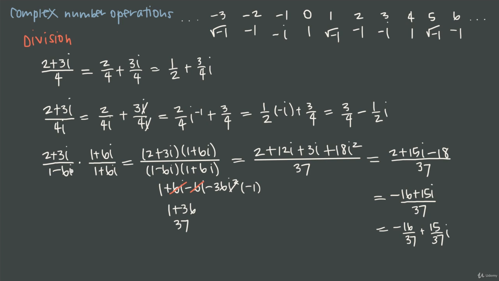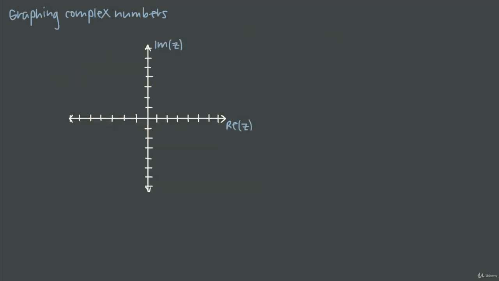You might not think so at first, but we can actually graph complex numbers in a really straightforward way, similar to the way that we graph rectangular coordinate points. So we just graph them in what we call the complex plane rather than the Cartesian plane or the XY plane. So we call this here the complex plane.